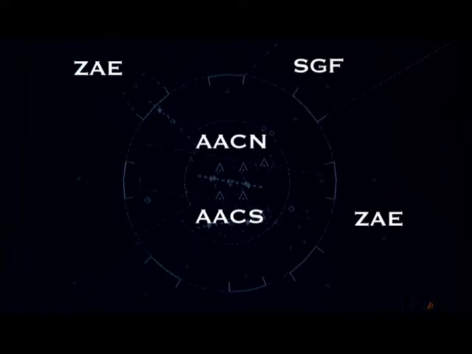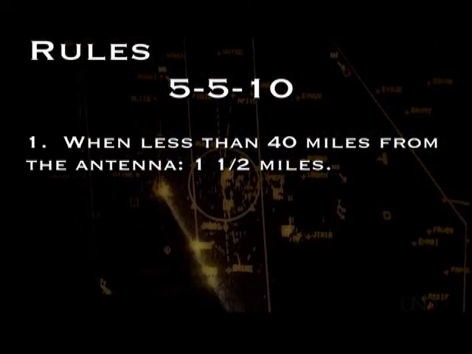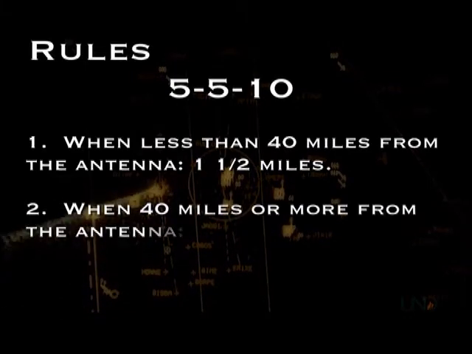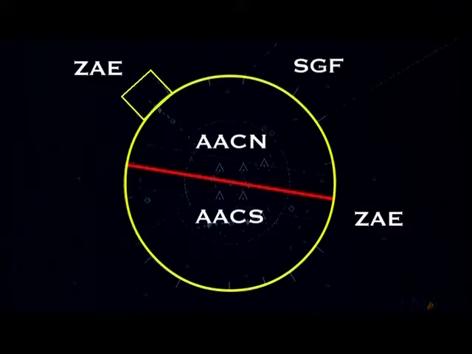The last rule to go over deals with adjacent airspace, meaning sectors under the jurisdiction of other controllers. For example, Approach North and South are adjacent, as are Aero Center and Springfield Approach. Paragraph 10 provides a set of minima that must be applied between aircraft under your control and the edges of your airspace boundary. When less than 40 miles from the antenna, 1.5 miles. When 40 miles or more from the antenna, 2.5 miles. These minima apply to these boundaries between Approach North and South, Aero Center, and Springfield Approach.